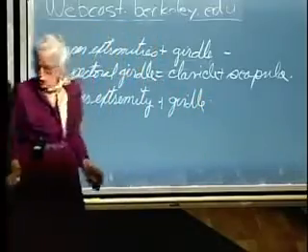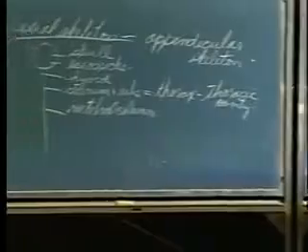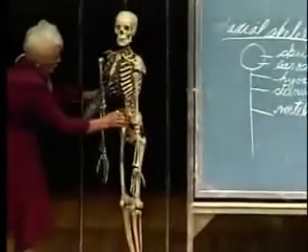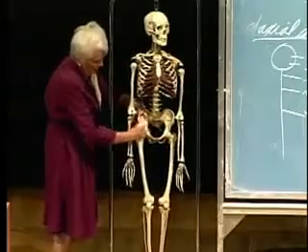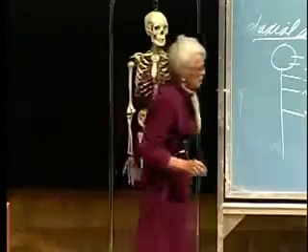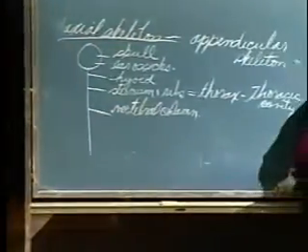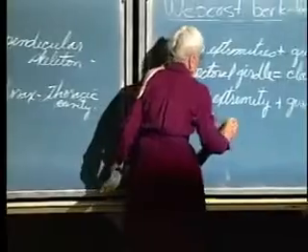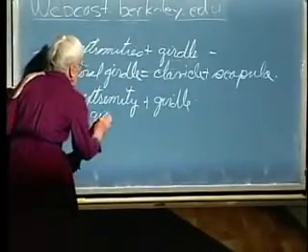The girdle for the lower extremity is called the pelvic girdle. We talked about the pelvis last time when we talked about bone marrow. So the pelvic girdle consists of 3 bones. We'll talk about it later, but now we're just listing them.